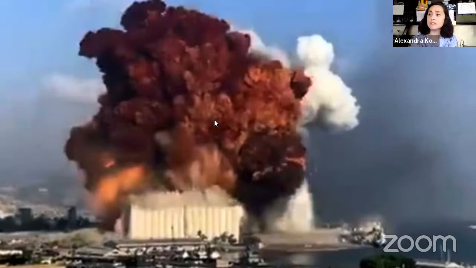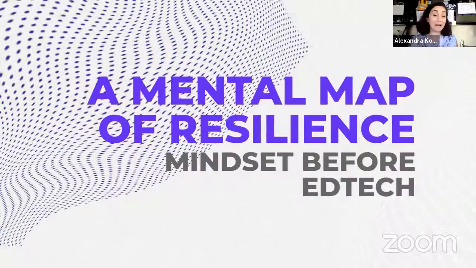And the first one in this mental map of resilience is the mind. And when it comes to the mind, the first thing that I realized is extremely important is to think like an engineer.